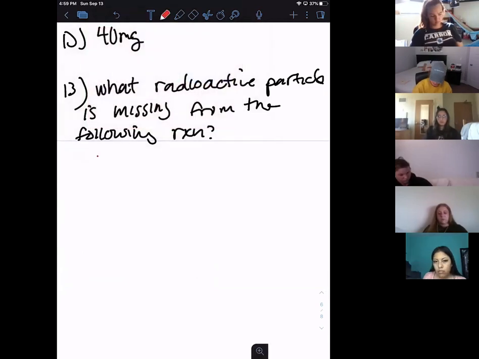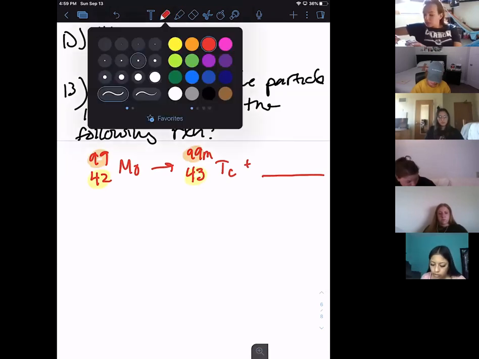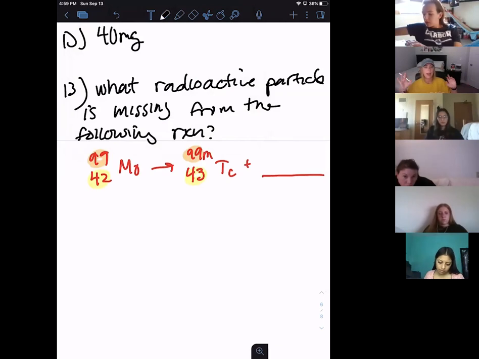We have 99 over 42, and you don't even need to know what these things are. You just have to know what you're looking for. Does that make sense? Okay, so I have this. What am I missing? Key things to look at: this and this. It doesn't matter what everything else is, the M, the O, the T, C, the weird stuff. You need to look at those numbers. So I went from 42 to 43, okay?